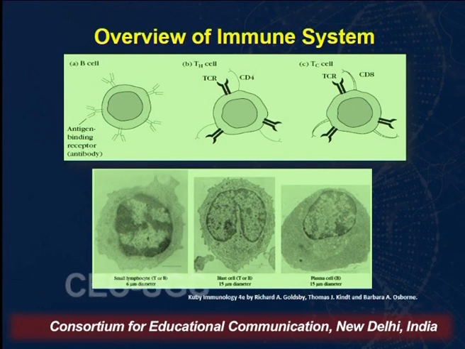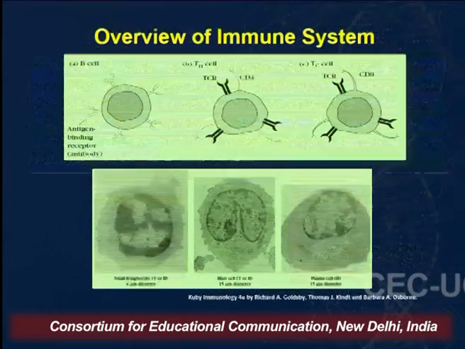Now if we see this particular image, these are the major lymphocytes present in the body: the B cells, which contain antibodies on the surface, the specific molecules which target the specific antigen invading our body, the T helper cell and the T cytotoxic cell. We can see the electron micrograph images also over here.